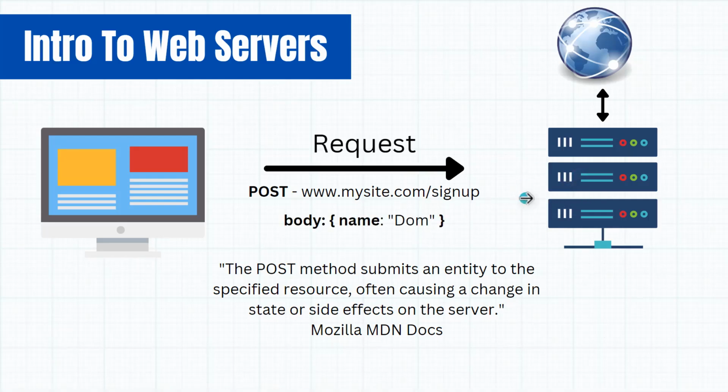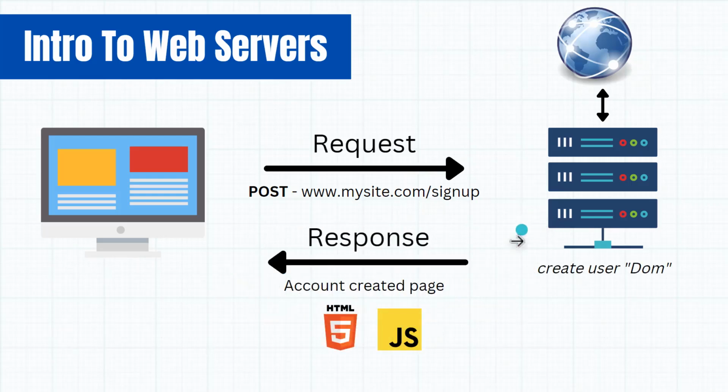So another item we can include with the request is a body, which lets us send over some information, some data. And here you'll see that it's in JSON, JavaScript object notation, which is similar to a Python dictionary. And so we can send over this post request, include a body that says name equals DOM. And then the server might do something like create a user DOM, and it could send back a response. That's the account created page.